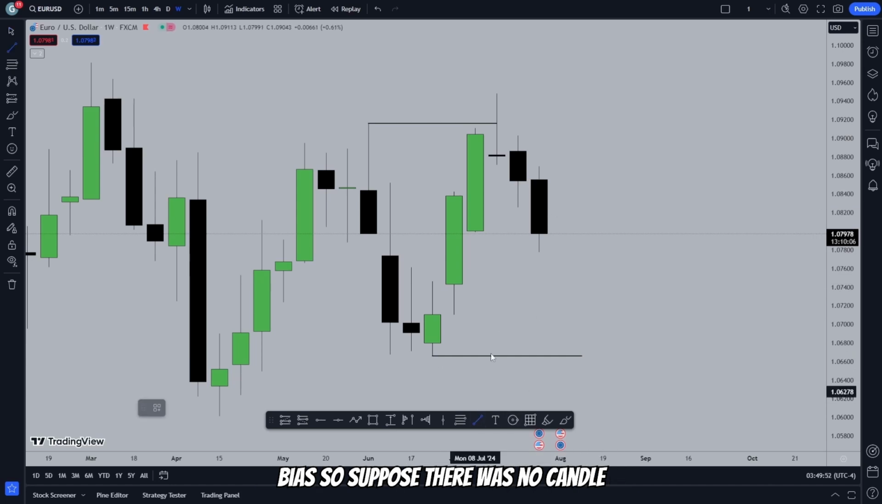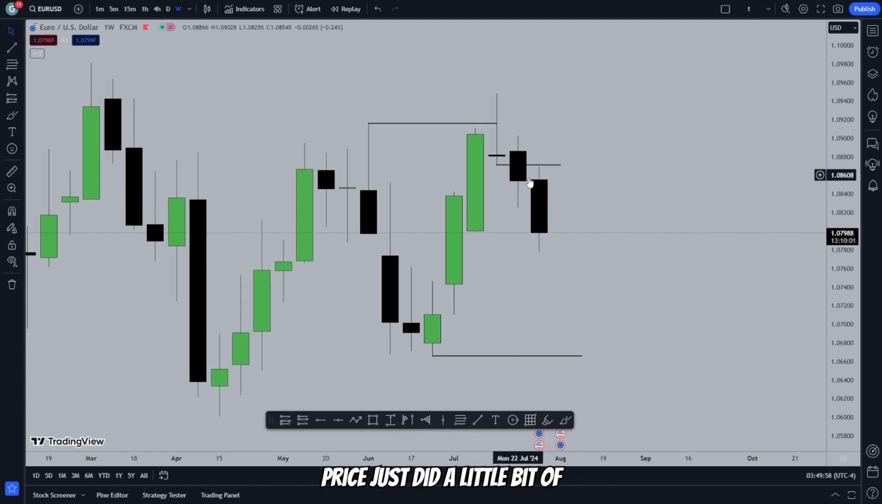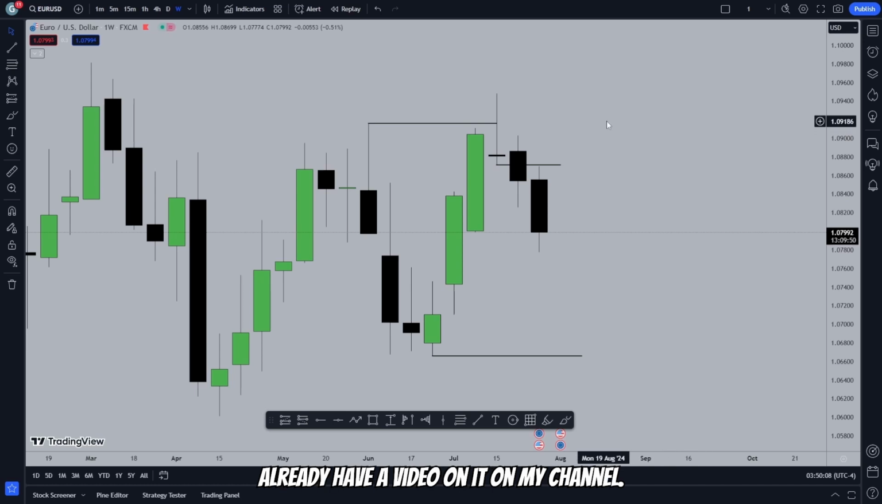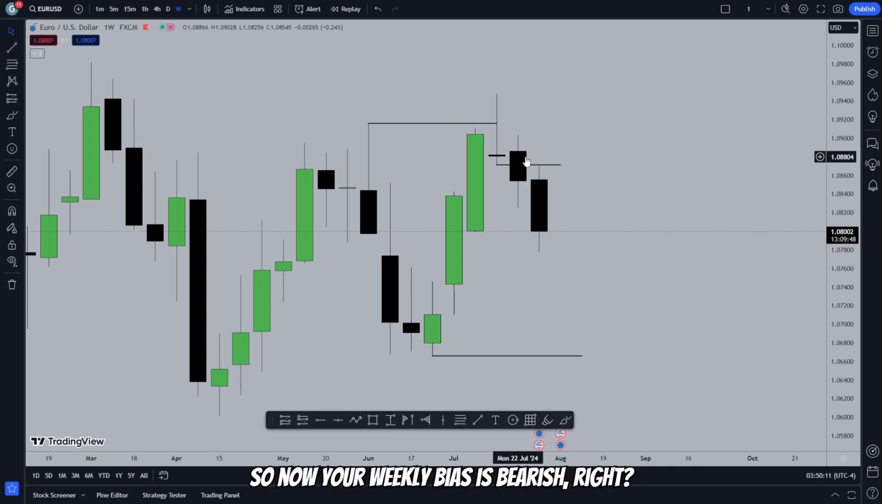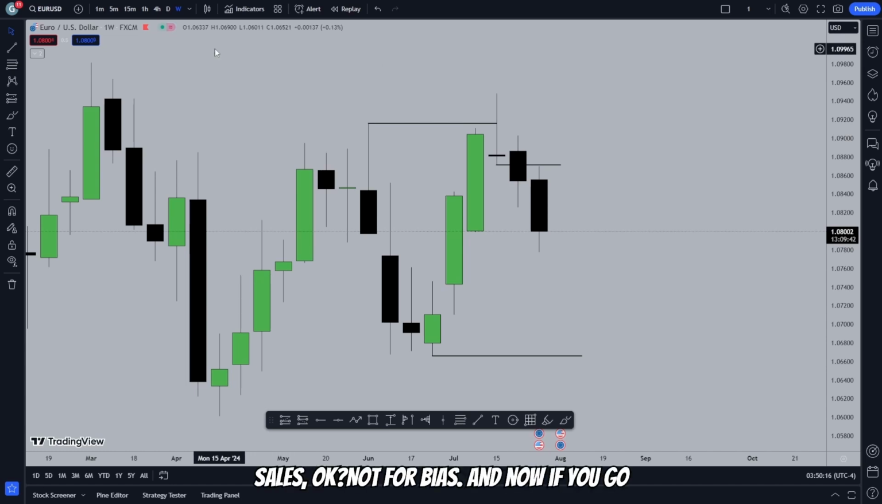Suppose there was no candle over here. You can see that price just did a little bit of retracement towards the upside to close this imbalance right over here. It's the three-day relation theory. I already have a video on it on my channel. So now your weekly bias is bearish, and for the week you will just look for sells, not for buys.